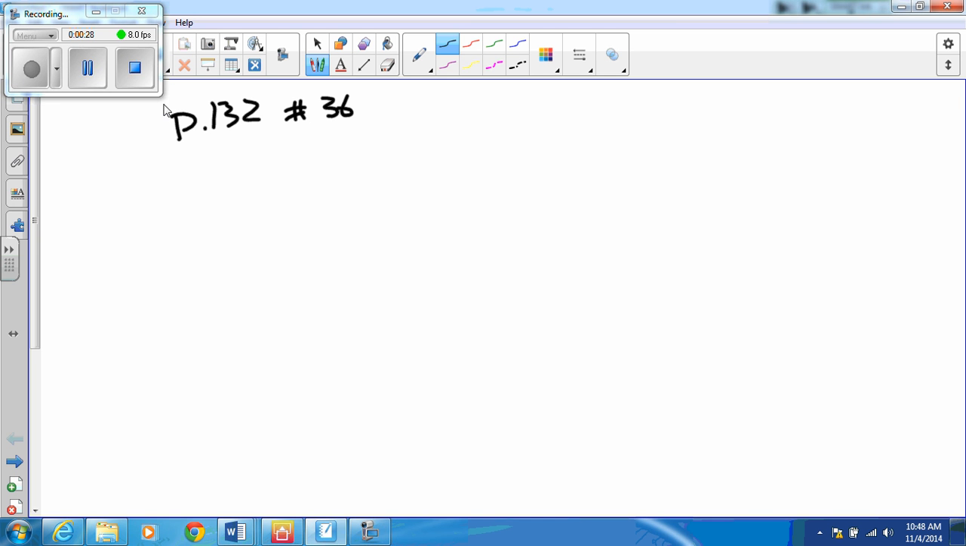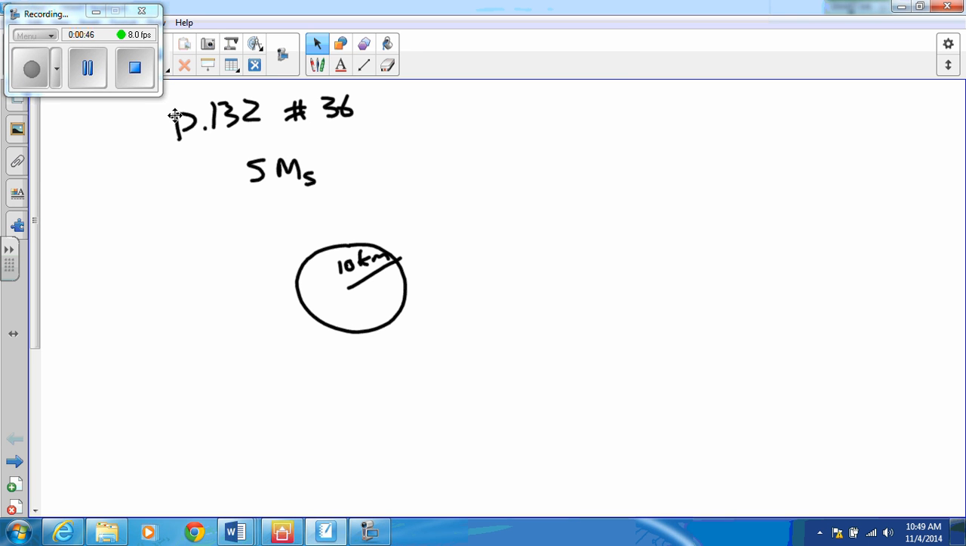And it goes, a certain neutron star has 5 times the mass of our sun packed into a sphere about 10 kilometers in radius. And they ask us to estimate the surface gravity on this monster, is how they put it. So we're looking for the value of g right here.